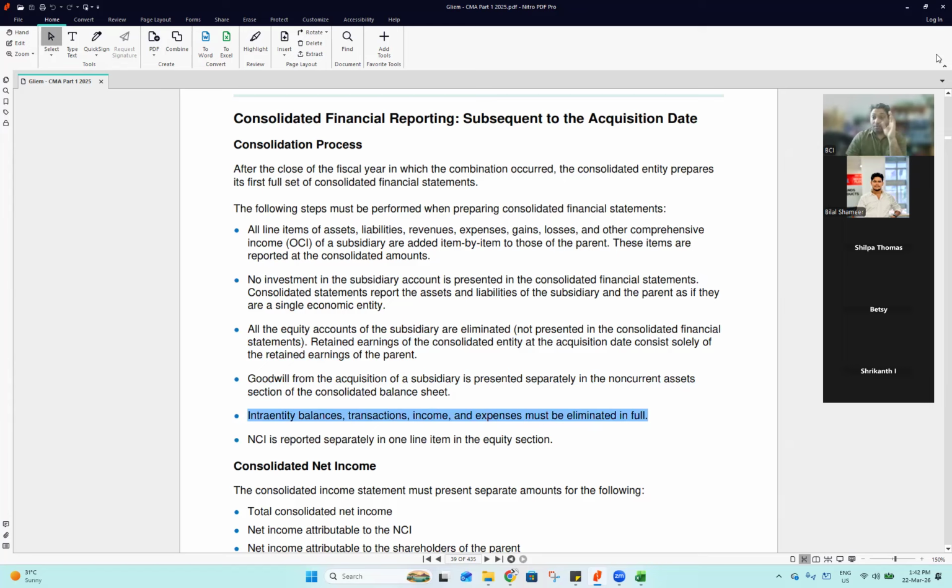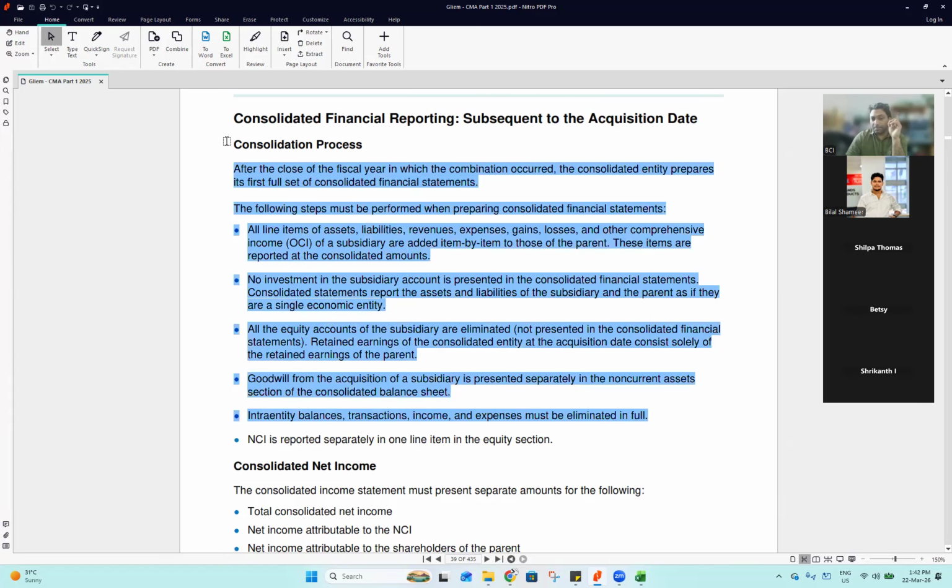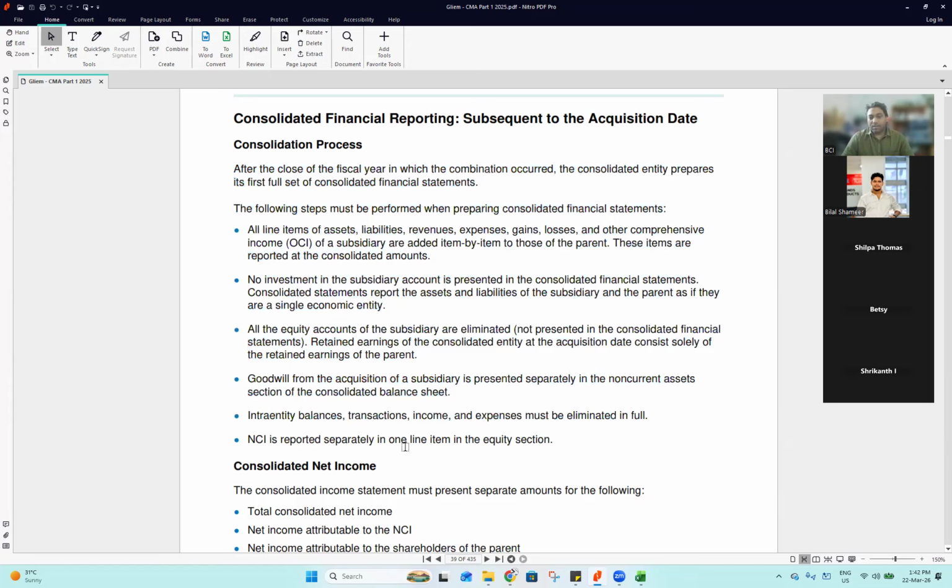One more thing to remember. The consolidation process, whatever we are doing, we are not doing in the books of accounts. Whatever we are seeing here, we are not going to do in the financial statements or in the accounting records. We will be doing it only on the Excel sheet where we prepare the consolidation. That's the point. Then, non-controlling interest is reported separately as one line item in the equity section. Clear?